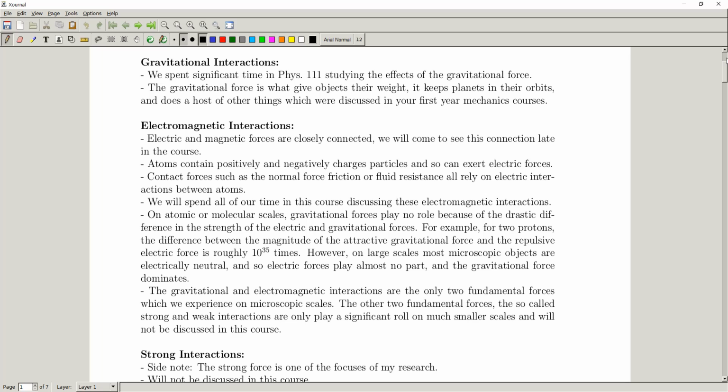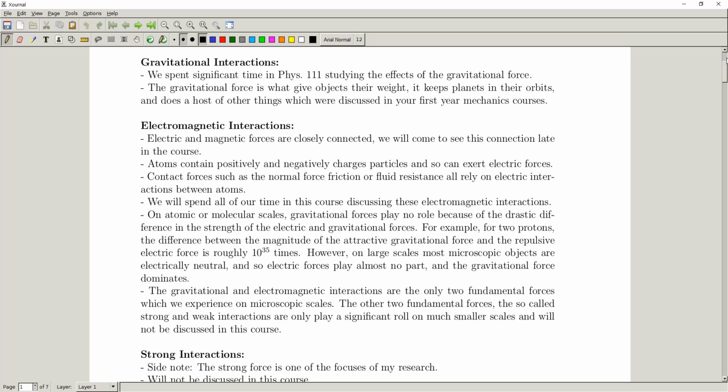We've been exposed to electromagnetic interactions in the past without maybe noticing it so much. Contact forces that we studied in Physics 111, such as the normal force or the force of friction, rely on electromagnetic interactions, and we're going to see how that's the case as we go on in this course as well.